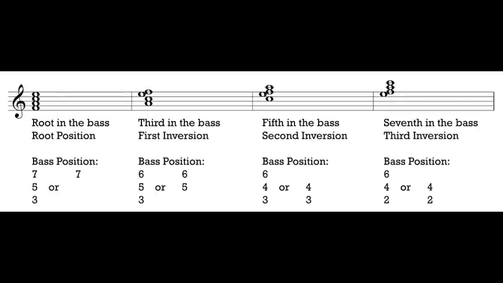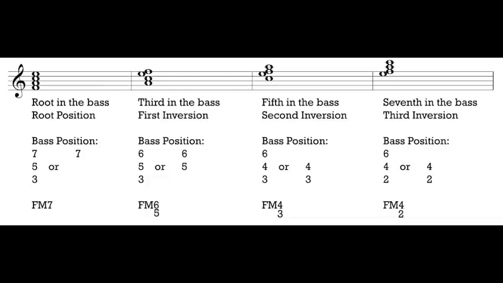We can see all the abbreviated versions for 7th chords here on the screen now. 7 for root position, 6, 5 for first inversion, 4, 3 for second inversion, and 4, 2 for third inversion. I like to remember these as just kind of counting down from 7, right? We have 7, 6, 5, 4, 3, and then we have another 4 in there before we get to 2.